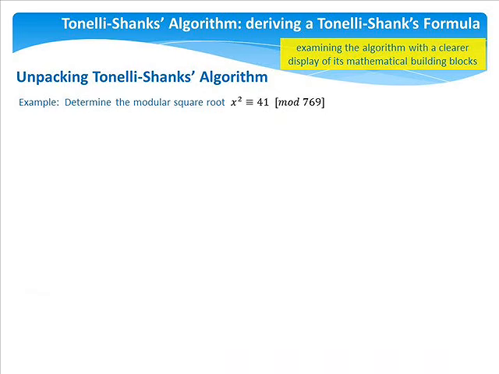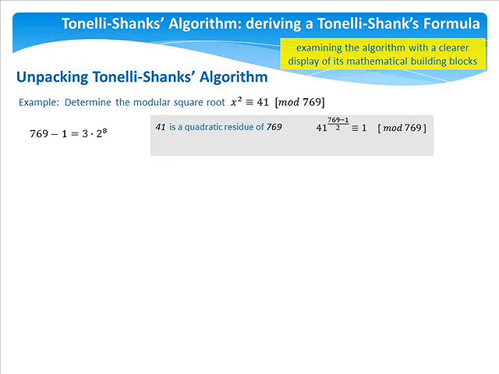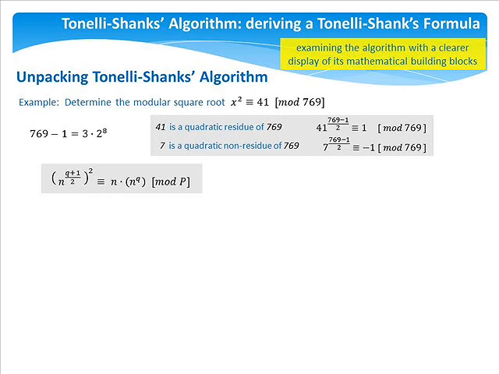Let's find the modular square root of x squared congruent to 41 modulo 769. We check that 41 is indeed a quadratic residue of that prime, and by checking values, we find out that 7 is the smallest quadratic non-residue. Next, we apply the initial equation provided by Tonelli-Shanks algorithm. Note that it involves 41 and 3, the quadratic residue, and the odd quotient of 769 minus 1.